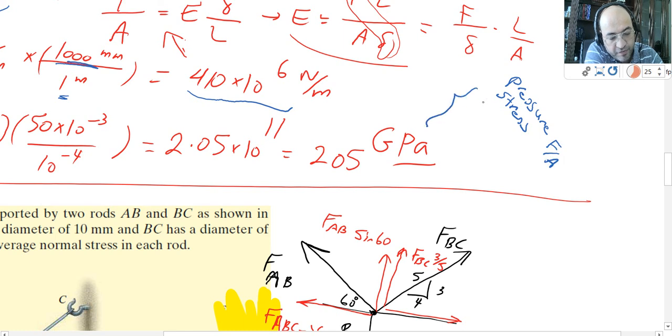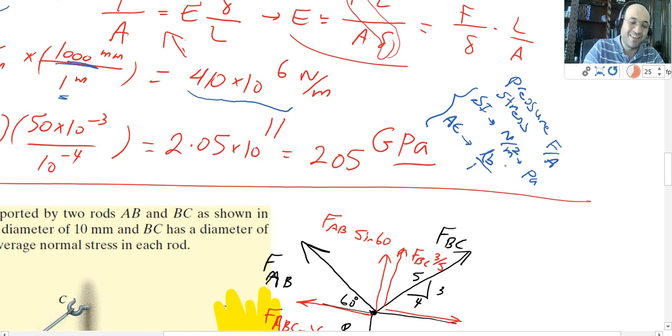If you are in the SI system, we use Newton over meter squared, and we call it Pascal, right? If you are in the English system, or Imperial or American engineering system, we use pound per inch squared, because it's pressure, force over area. We call this PSI, meaning pound per square inch. If you go to a kilo, we use kilo PSI, or we call it KSI.